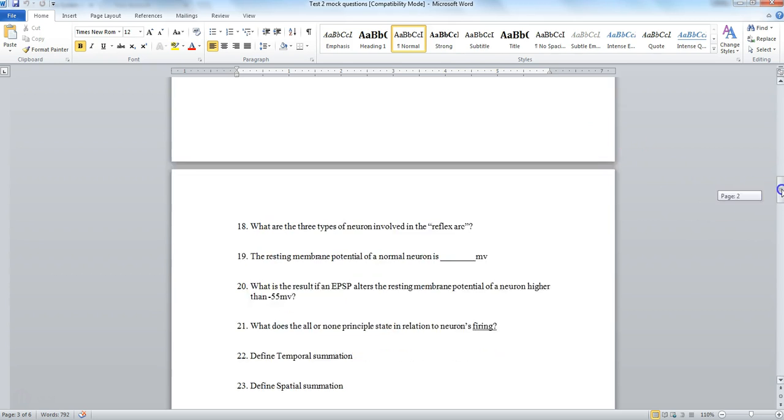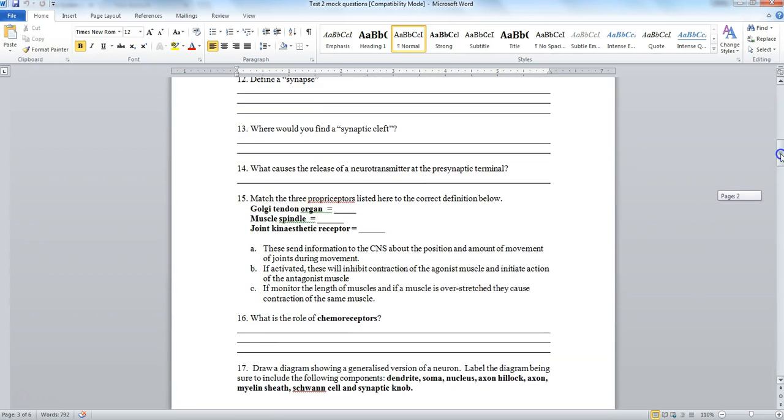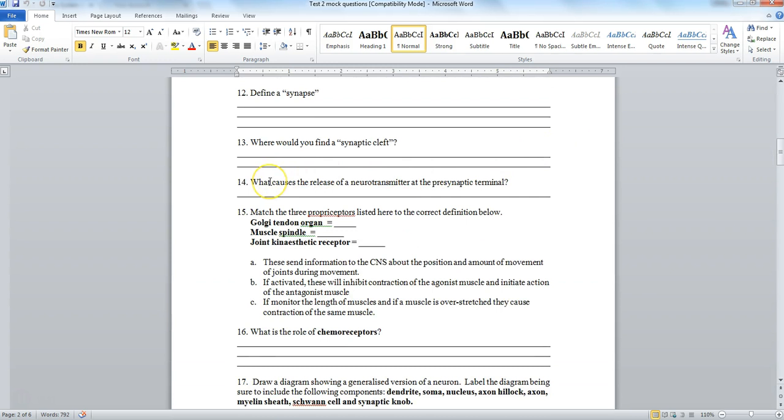We can also add one more into here, and that is question number 14, which asks us what causes the release of neurotransmitters at the presynaptic terminal? What causes those neurotransmitters to cross the gap? And the answer to that is the arrival of an action potential, or an AP, you can call it, capital AP. And action potential, just to remind you, is a piece of electricity that has arrived at the presynaptic terminal.